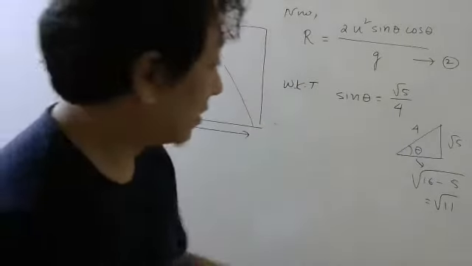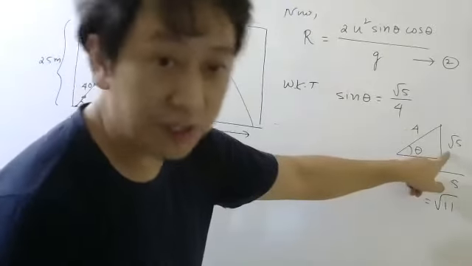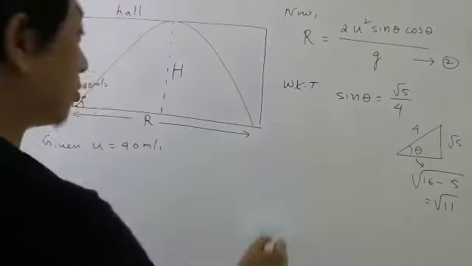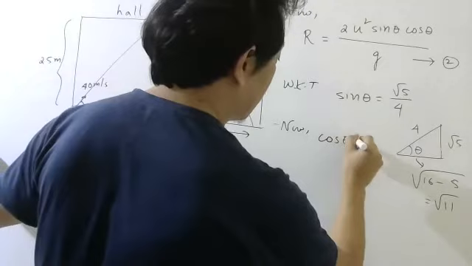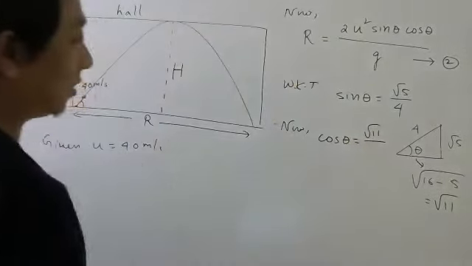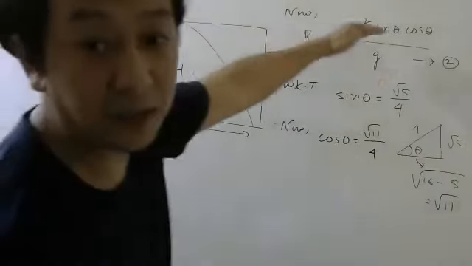So to find this adjacent side, I took root over hypotenuse square minus opposite square. This already root is there. So root 5 square will be 5 only. So now you can tell me easily what is cos theta. Cos theta will be adjacent, root 11, over hypotenuse, 4. So I have found sin theta and cos theta, right?